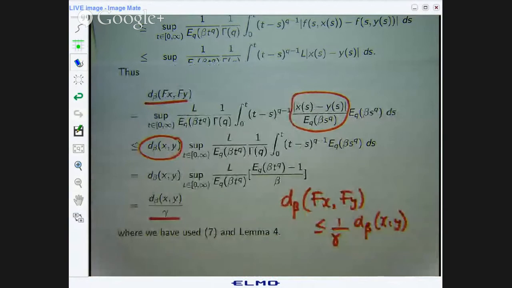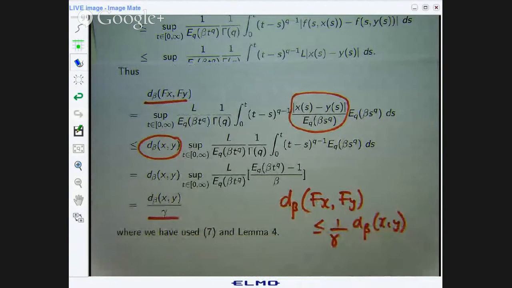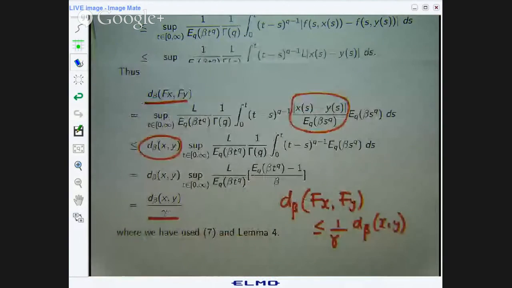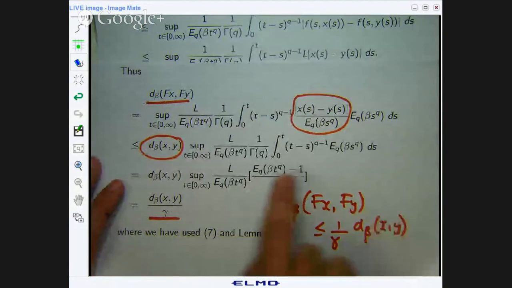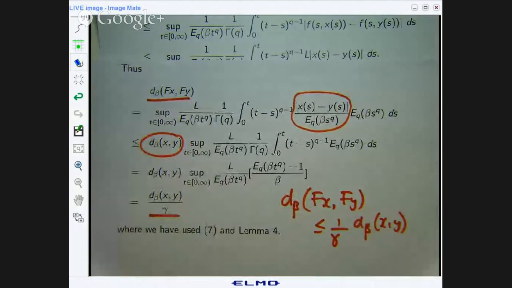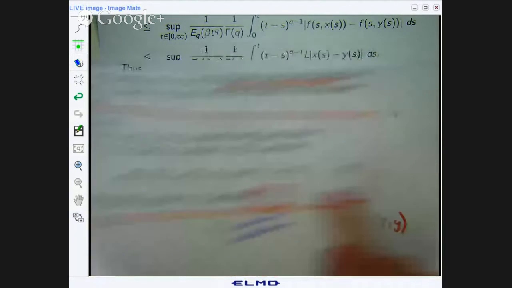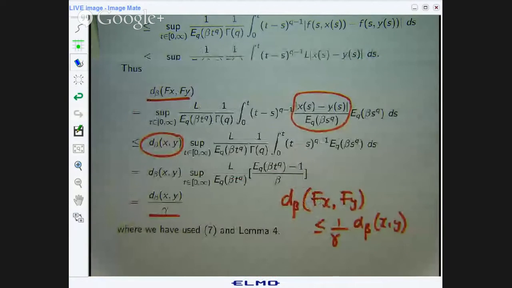like that. Okay. Now gamma is assumed to be greater than 1, right? We've assumed that. So this shows that big F is a contraction mapping. It shows that for alpha equals 1 on gamma, this is true. So we've satisfied all the conditions of Banach's theorem. Hooray, we did it. Okay, it took us a while, but we did it.